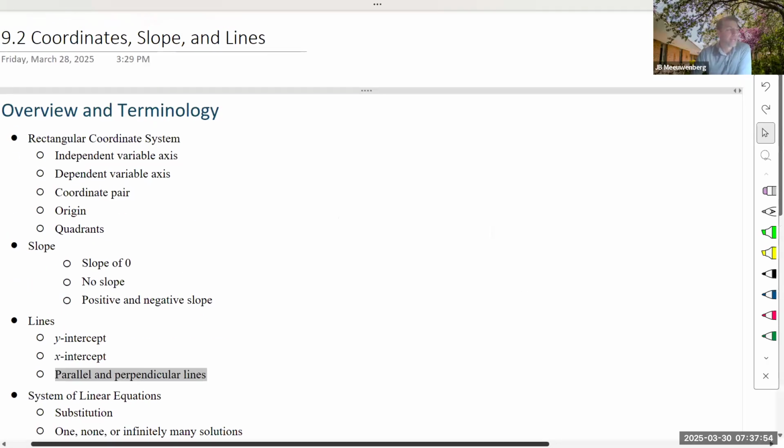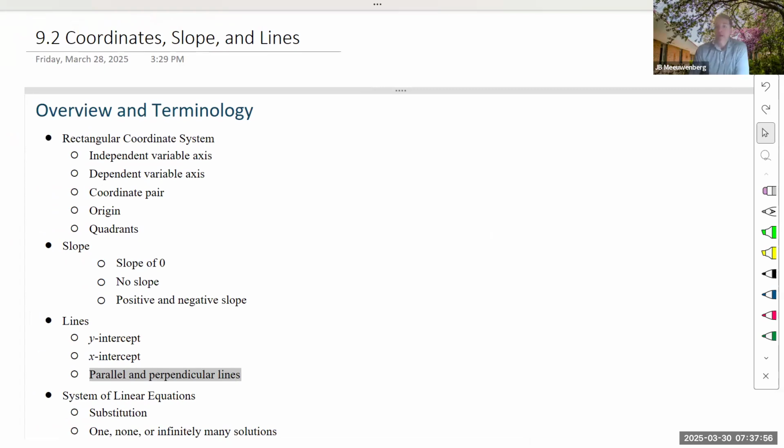And now we move into the second part of chapter 9, which is coordinates, slopes, and lines. In my experience, many students don't make the connection about what graphing is. This is all about graphing. And often they just see lines and equations and don't know how to make the connection. So my hope is that by the end of this section, you're able to make a connection and really explain what a line is and what it represents.